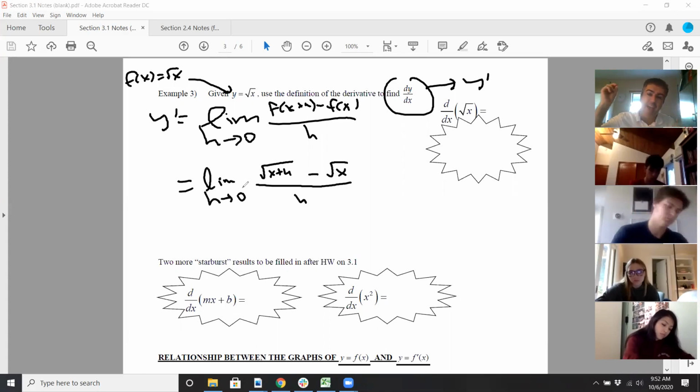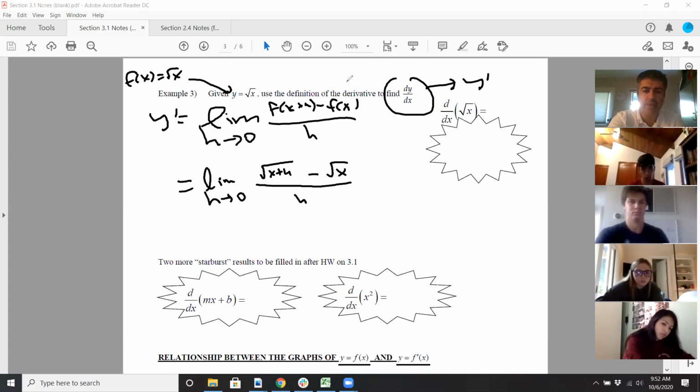It's right there. F of x is root x. That's our original function. Replace x with x plus h. Now it's root x plus h. How are we going to find this limit now? Hopefully you guys remember the conjugate. We had this in our last test.